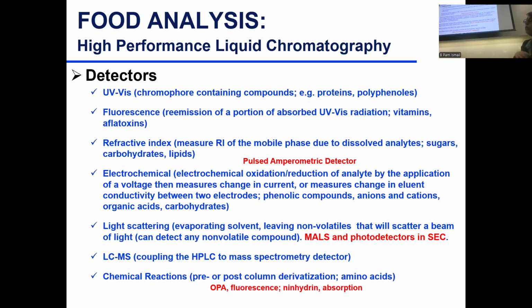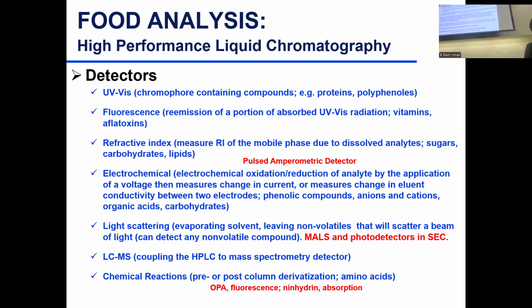Light scattering is a universal detector. Make sure you note that. It detects anything and everything. The compound doesn't have to be a chromophore, for instance. The way it works is you have your compound being carried by the mobile phase, and when it reaches this detector, the mobile phase is evaporated by heat. Then the compounds hit the light source, and the scattering of the light is related to the concentration and the characteristics of that molecule.